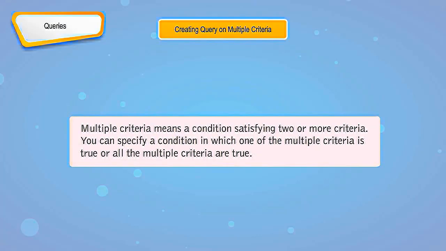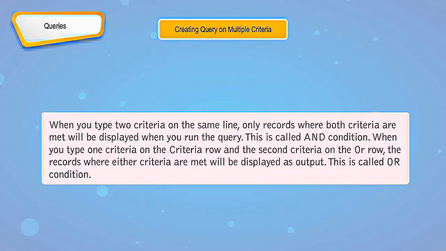Creating query on multiple criteria. Multiple criteria means a condition satisfying two or more criteria. You can specify a condition in which one of the multiple criteria is true or all the multiple criteria are true. When you type two criteria on the same line, only records where both criteria are met will be displayed when you run the query. This is called AND condition.